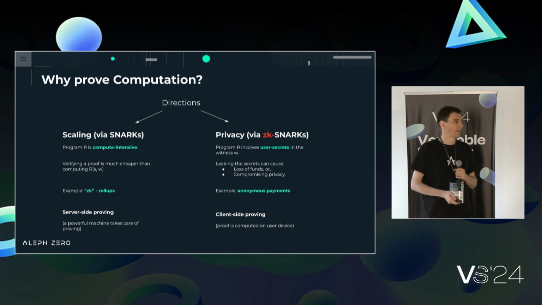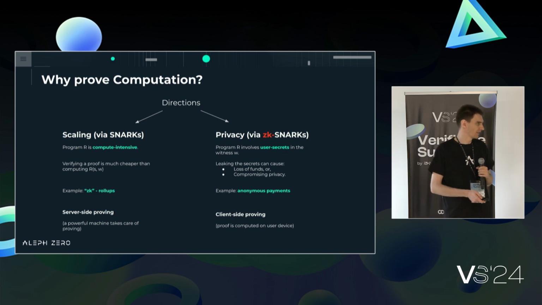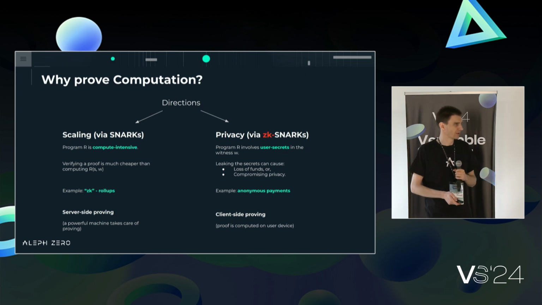Okay, so now this is the client-side proving term that comes here. This is the title of the workshop, actually. So we will be focusing on this privacy application today.